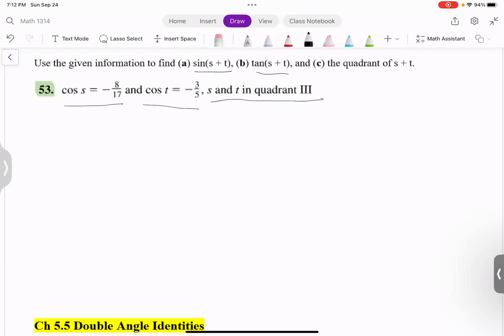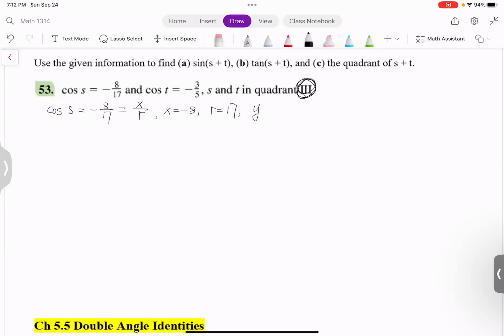And the s and t, they are all in quadrant 3. So let's find the missing information. Cosine s equals negative 8 over 17. So this one, cosine equals x over r. That means my x equals negative 8, r equals 17. Can you find the y?